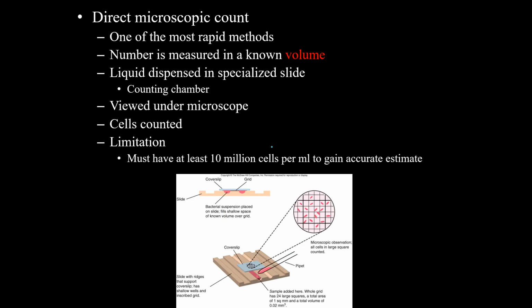It is the fastest way for you to get cells, but you do need about 10 million cells per milliliter to actually view the cells under the microscope. A limitation of a direct microscopic count is you do count both living and dead cells. You can't tell what's alive and what's dead, so you end up counting them both.